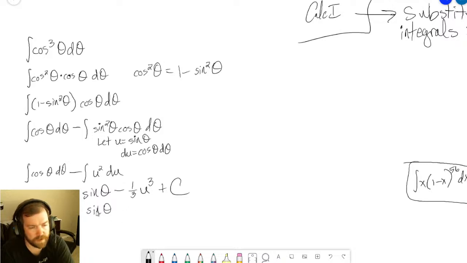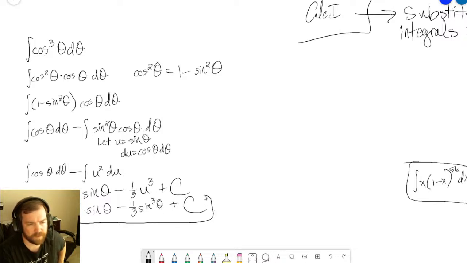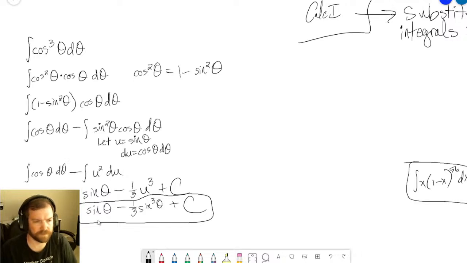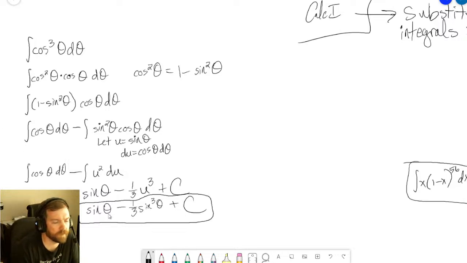So we can get a sine of theta minus 1/3. U is again the sine of theta, and we're cubing it. So sine cubed of theta plus c. And if you can't remember what you were doing, maybe write that all over again.